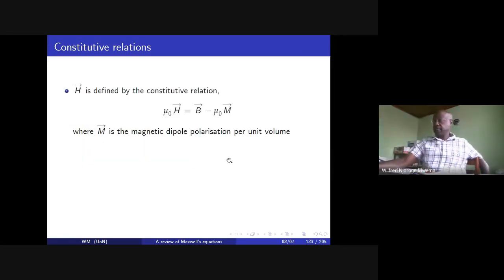So with that, I think we can continue from there next time when we look at the constitutive relations for the H field. But there is not much really left.